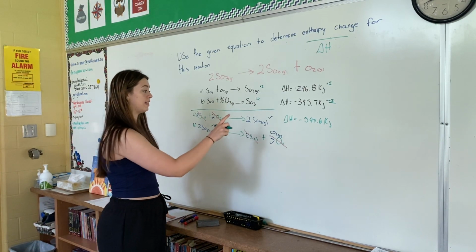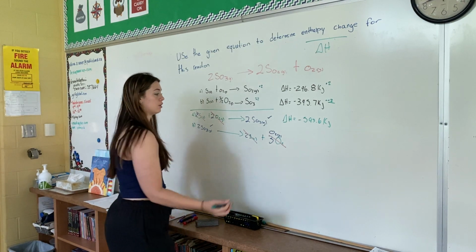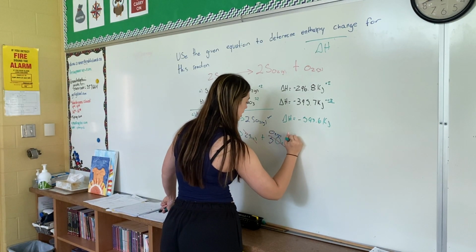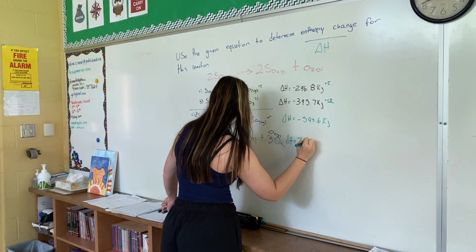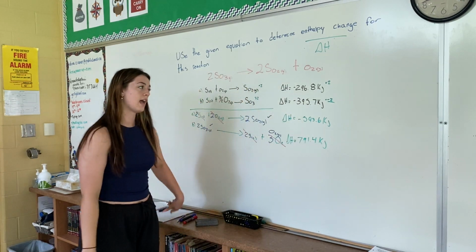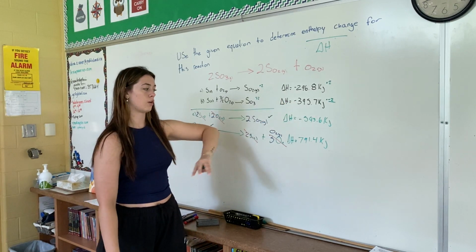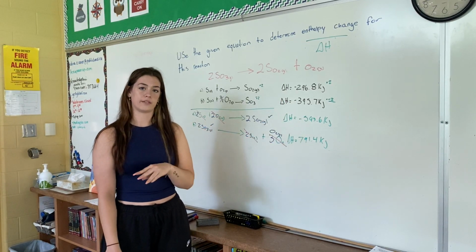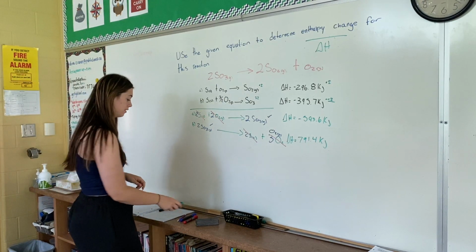Now, with this reaction, reaction B, we times it by negative 2. So this enthalpy is going to be 791.4 kilojoules. And this is because we times it by negative 2 and it was originally negative. So not only does it double, that negative is gone. So now we can put together our final reaction.